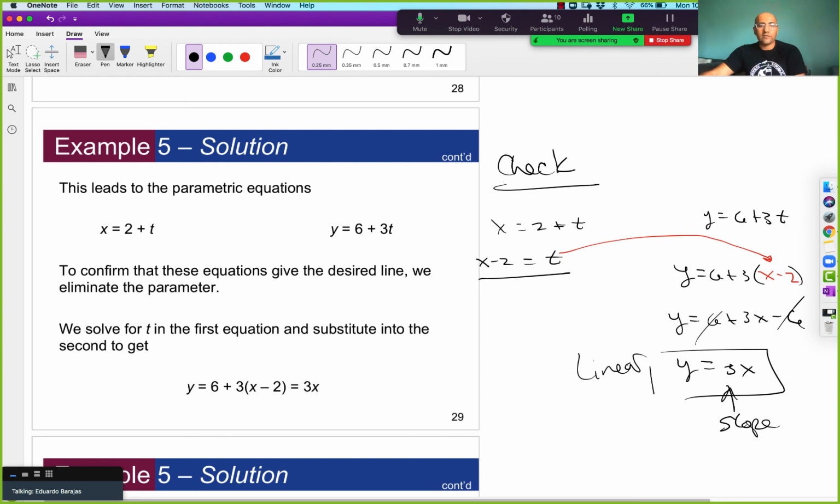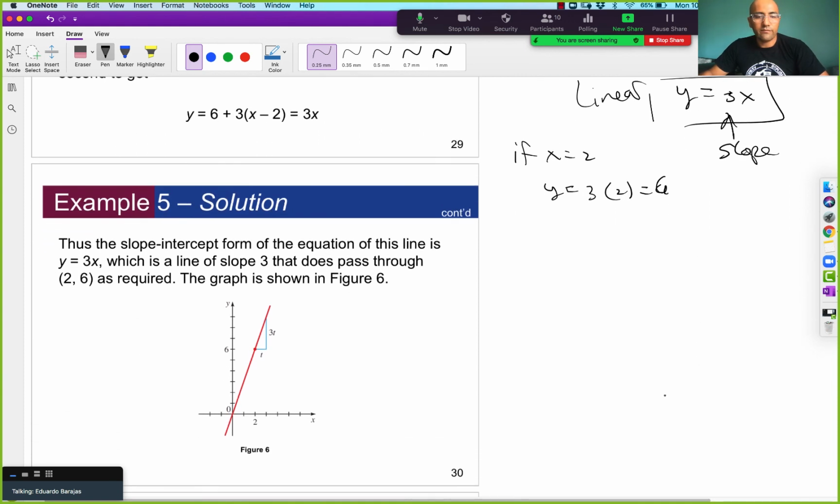The original statement said find the equation of the line, so we were expecting the linear equation with a slope of 3, and then just confirm that it also goes through the point 2 comma 6. So if x equals 2, we get y equals 3 times 2, which is 6. So it goes through the point 2 comma 6. So yeah, it gives us the equation of the line. Got it?